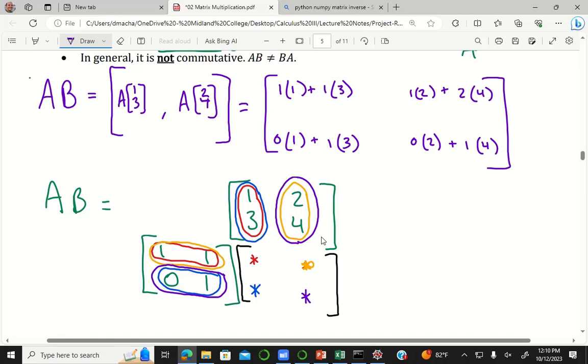So, for example, bottom right entry should be 0 times 2 plus 1 times 4. The yellow entry should be 1 times 2 plus 1 times 4.